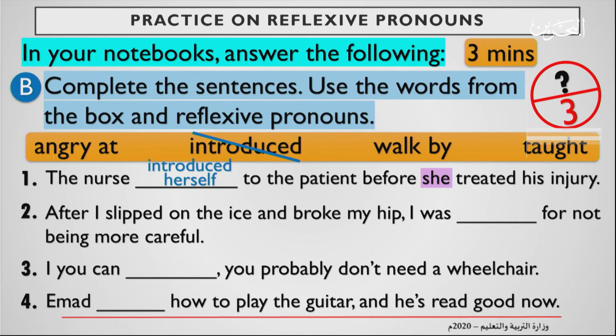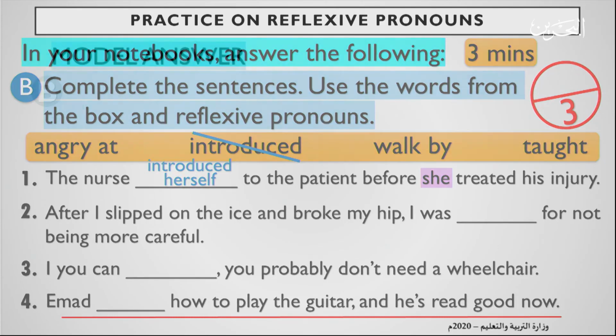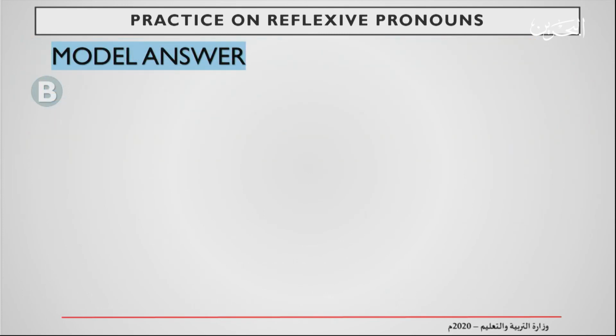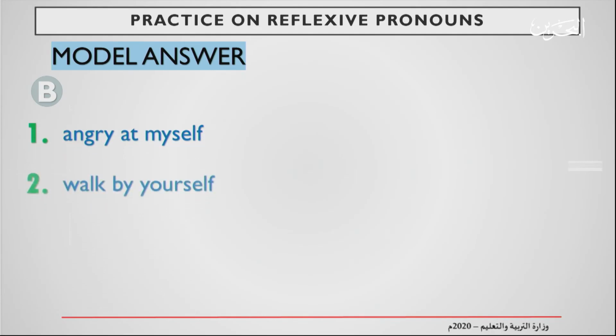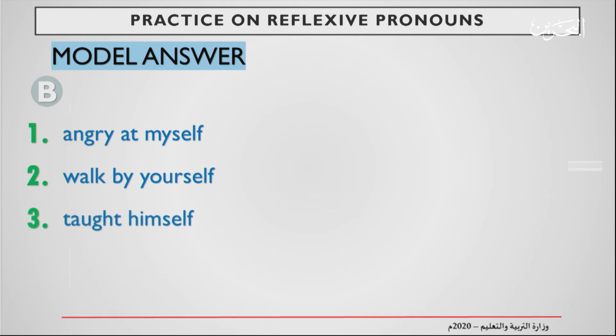Now let's go to the model answer. So model answer for question B. First one, angry at myself. Second one, walk by yourself. Third one, taught himself.